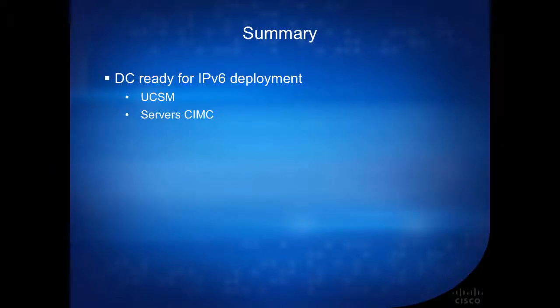So in summary, now with UCS, it's quite possible to manage your physical infrastructure as well as your servers with an IPv6 address. Next, we'll go over a quick demo on how to enable IPv6 both on your Fabric Interconnect as well as your servers.